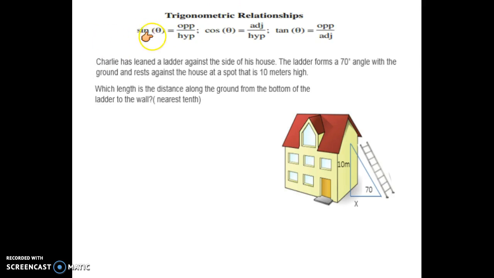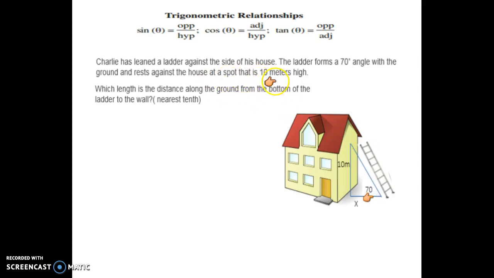The last question has just a little scenario for you. It talks about a ladder being leaned against a house. So here we have a ladder leaned against the house. The ladder forms a 70-degree angle with the ground. So I filled in the picture for you here. This angle measures 70 degrees.